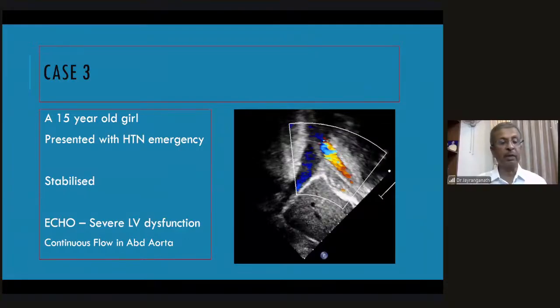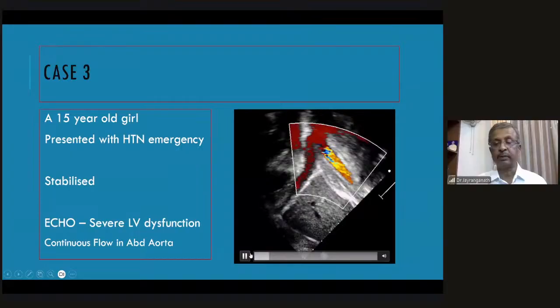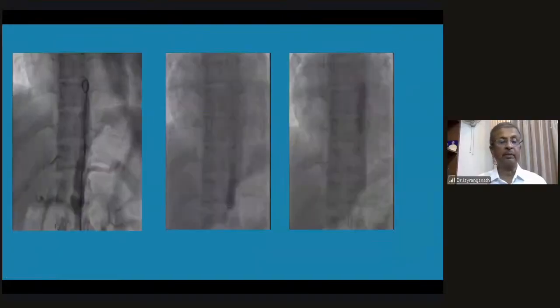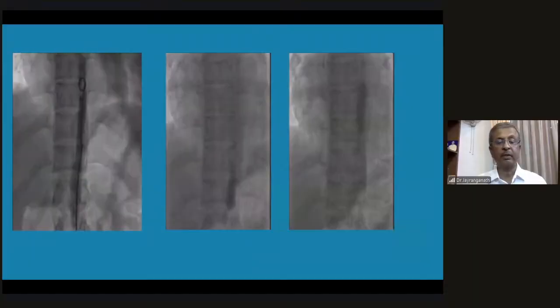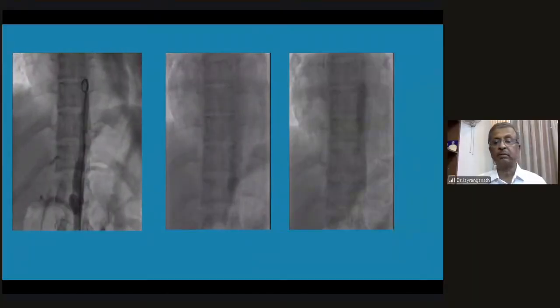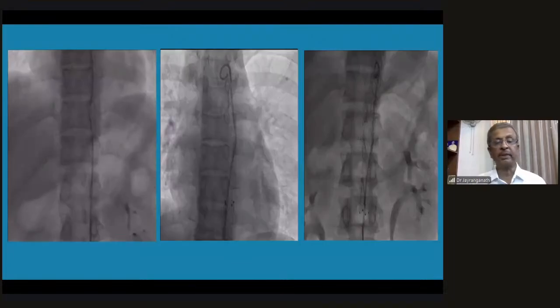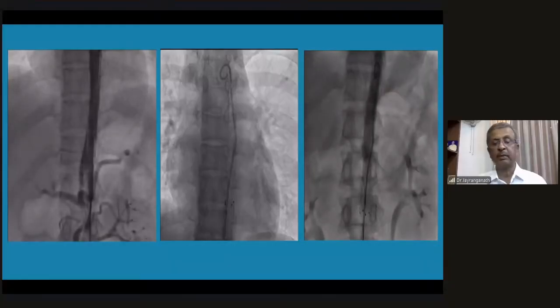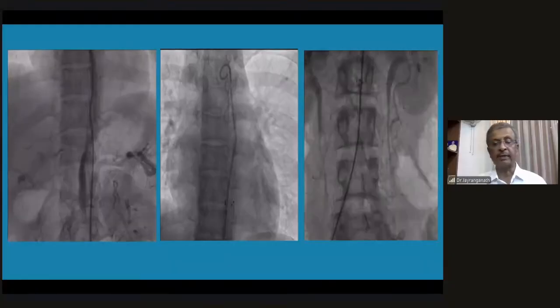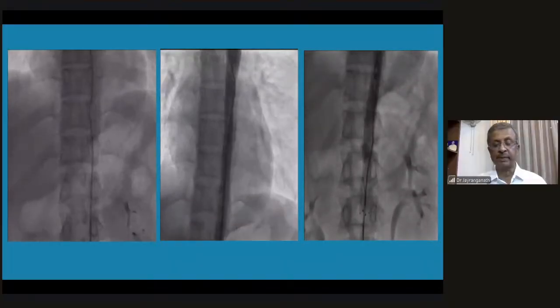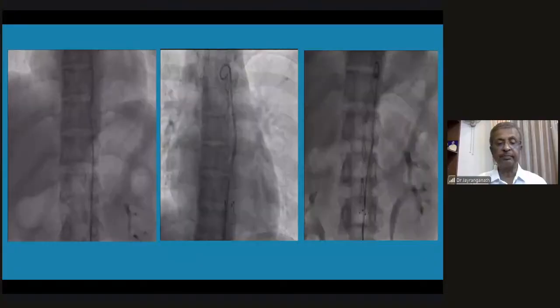So this is a 15-year-old girl, hypertensive emergency, stabilized, severe elevation, continuous flow. You see the aorta, how ragged it is. So this is how the aorta looks. So dissection is the rule. Even in the active or non-active phase, we stent that many times because of the dissection.